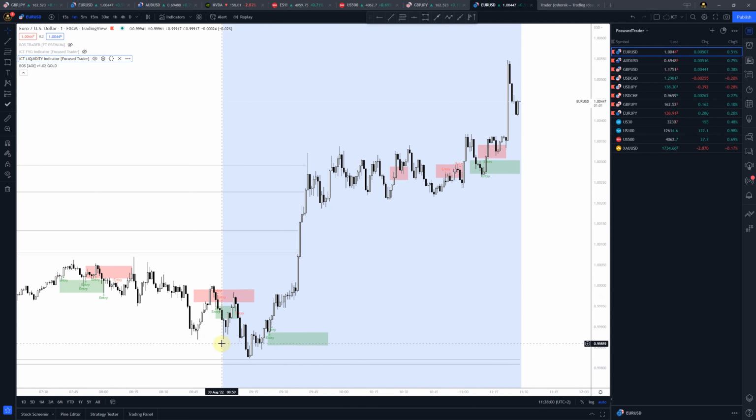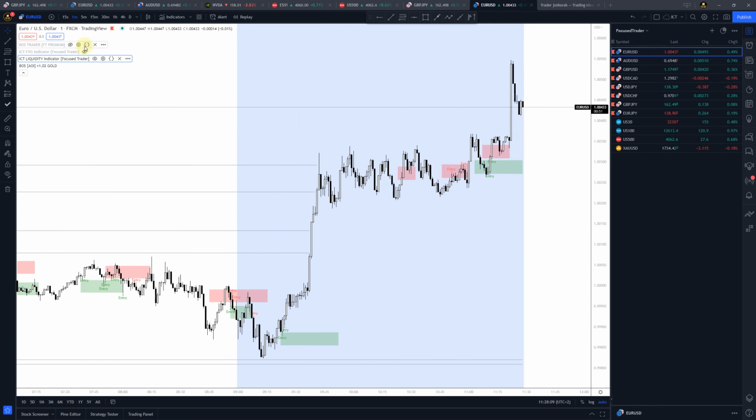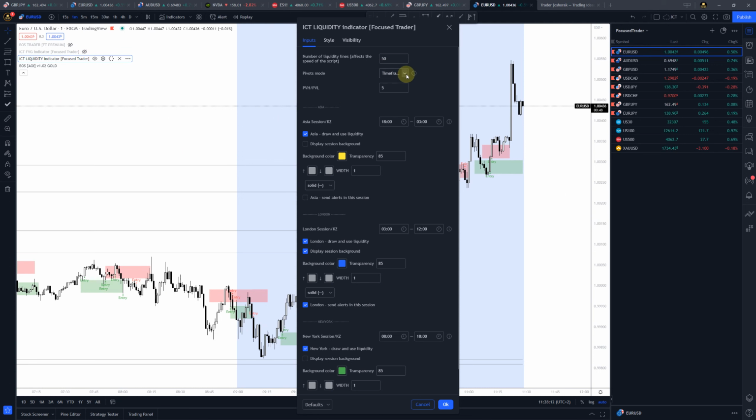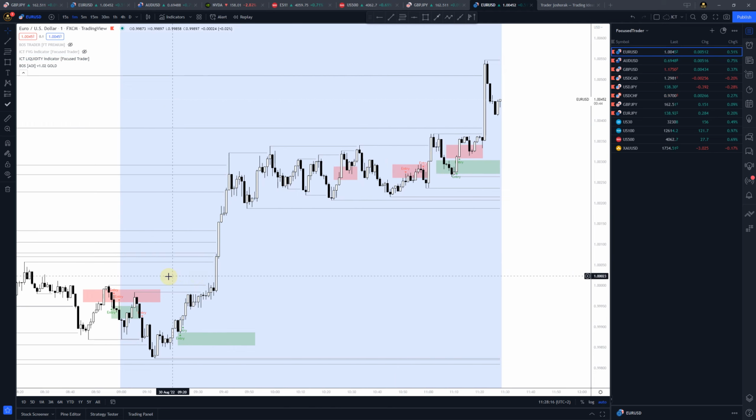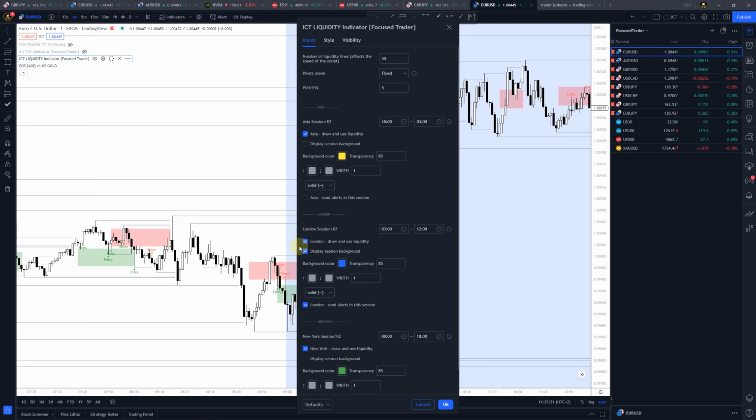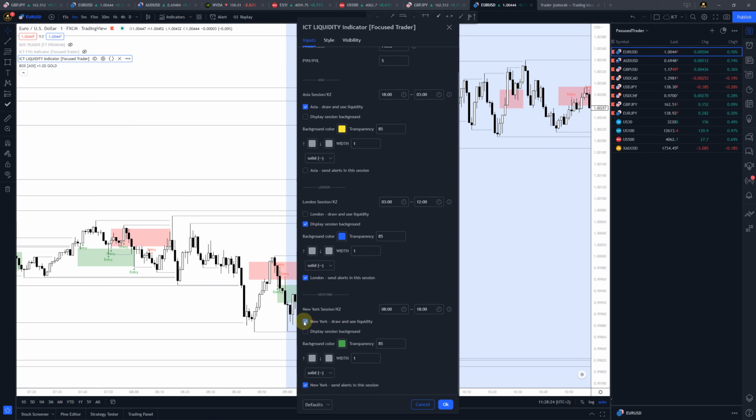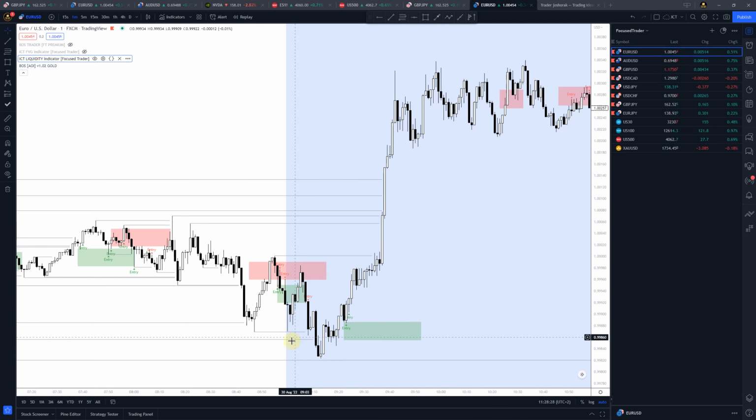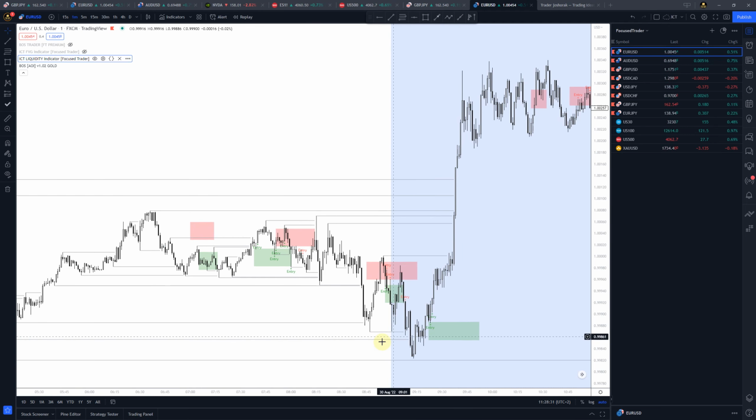So we started with grabbing the liquidity of Asia in London. Let me do the most important thing that this liquidity indicator does, and it is displaying liquidity also from lower time frame. So let me switch it to fixed, and you can see some liquidity lines here. Let me turn off all the other liquidities. So London and New York will be turned off, and we can see only the liquidity of Asia. So here are the liquidity of Asia lines, and here they were grabbed.